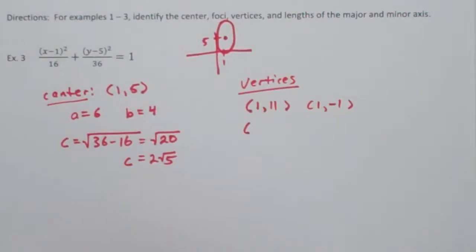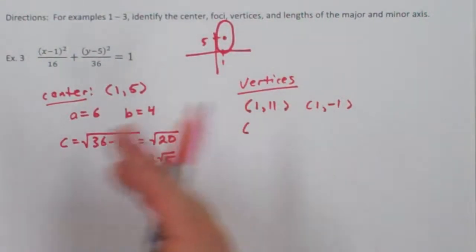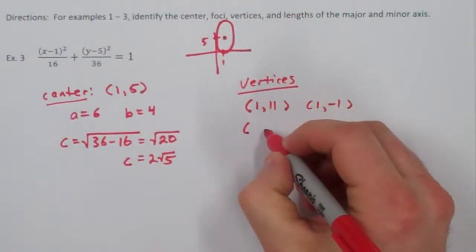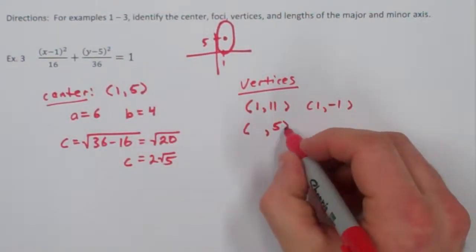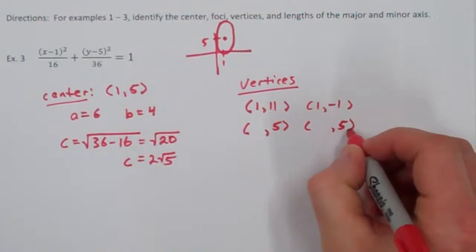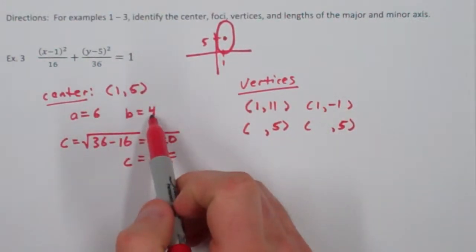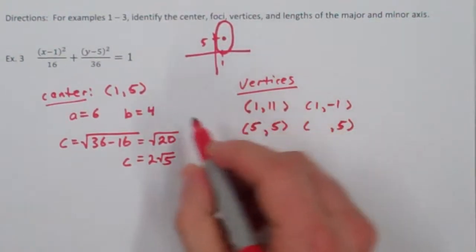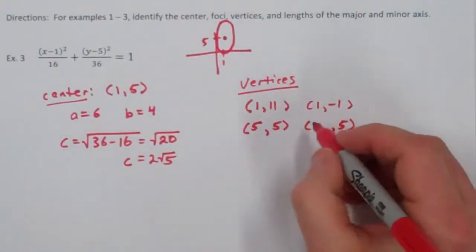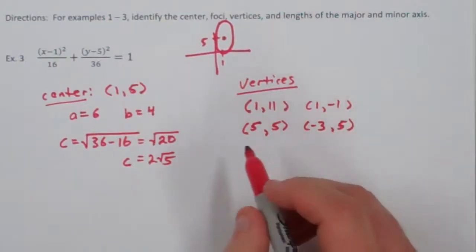If we do the minor axis vertices, that'll be in the left and right direction. So this time, always go right back to your center. The y value will stay the same. And it's the x value that's going to change by b. So we need to add 4 to 1, making it 5. And then we need to take 1 and subtract 4, so that would be -3.